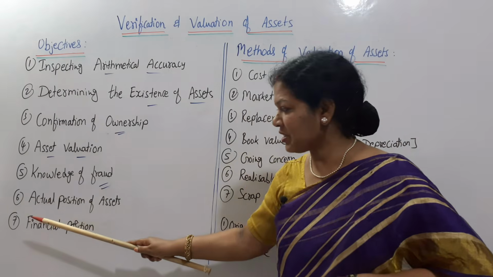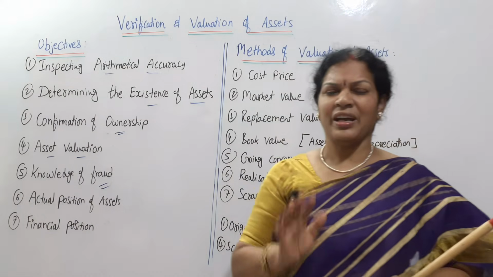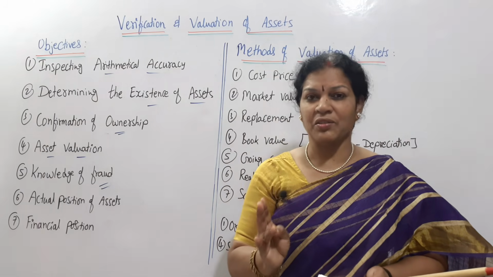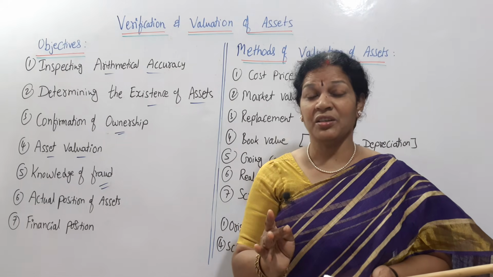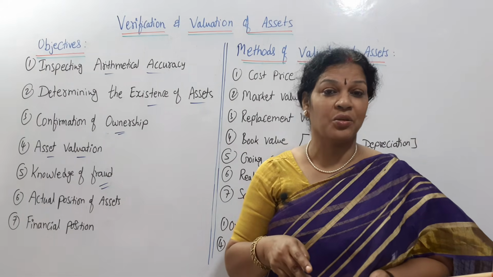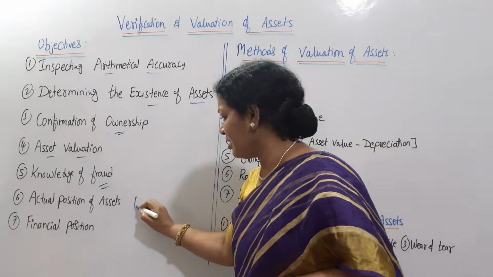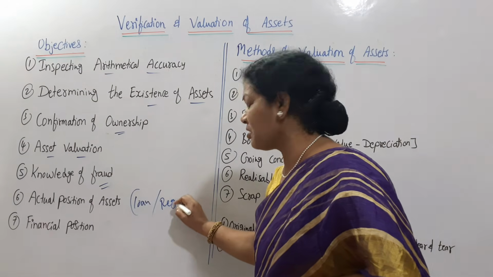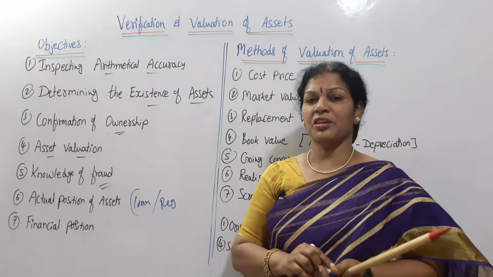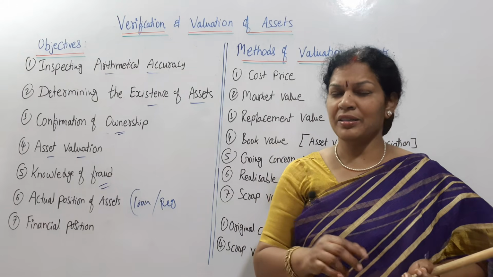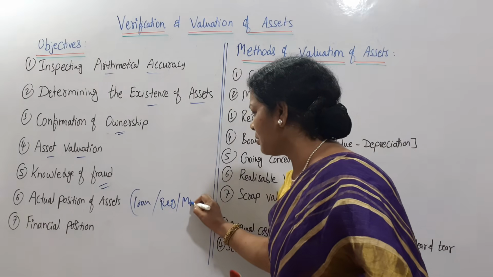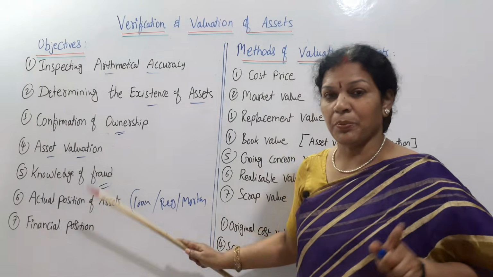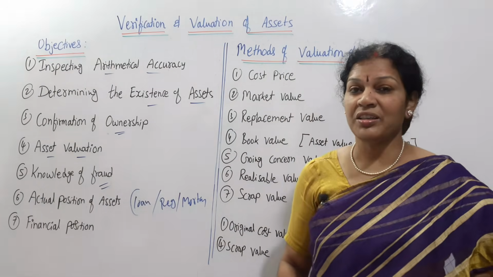Another one is the sixth object, the actual position of the asset. Asset means, who is the owner of the asset? Is it available in the company or not? Is it in a working condition? Is the asset purchased on loan basis? And see the registration. Is it registered in someone else's name or the same person's, and is the asset mortgaged? So if there is any mortgage. These things show the actual position of the asset. All these things the auditor has to verify.